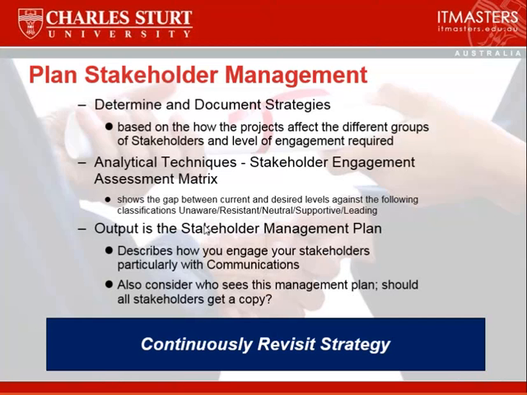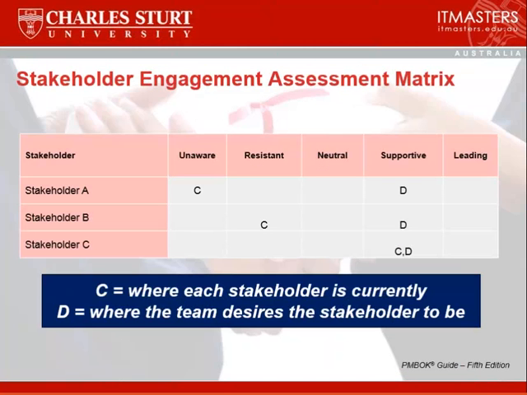The output from this particular process is a stakeholder management plan, which describes how you engage your stakeholders, particularly how you're going to communicate with them, and who sees this management plan. It may be that there's some confidential information in there that you wouldn't like individual stakeholders to see because of your particular view of how they could affect your project.